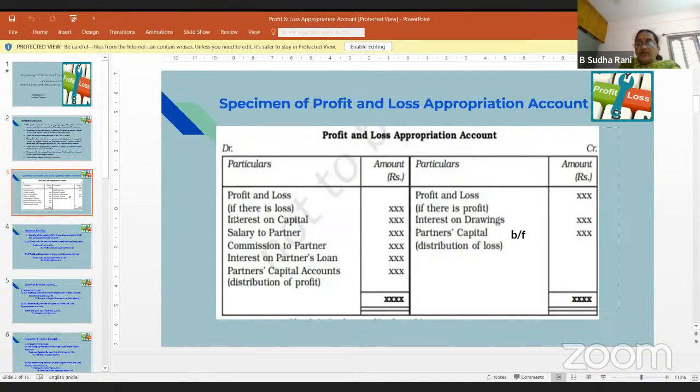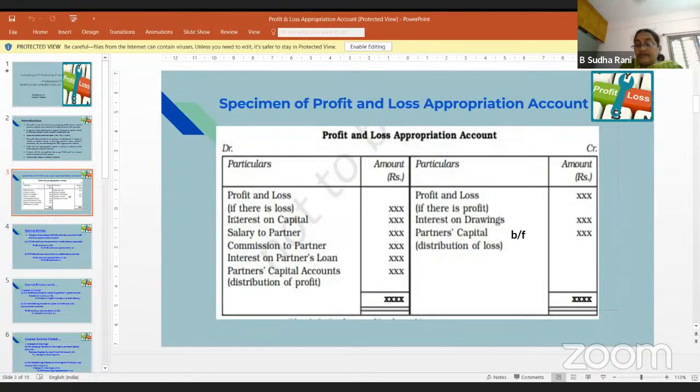Profit and loss account. If it is a loss, it will be given to you in the question only. Interest on capital: the rate of interest on capital will be given to you, but you are supposed to calculate that interest upon the capitals of partners individually. The next one is salary to partner, whoever the partner receiving the salary, his amount. Then commission to the partner, whoever the partner is working, that has to be paid as a commission.